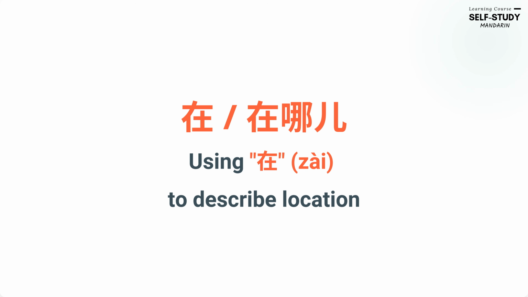Today, we're diving into how to use the character 在 and 在哪儿 to describe location in Mandarin Chinese. This is a fundamental concept and mastering it will greatly enhance your ability to communicate where things are. What is 在? To be at. When followed by a location noun, 在 functions as the main verb. It translates to be in, at, or on in English. Structure, 句型, subject plus 在 plus location.